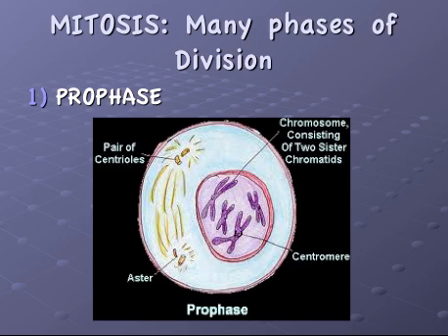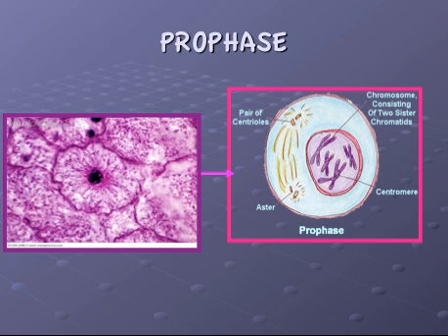Each chromosome is made of 2 identical halves. These are called sister chromatids. These halves are held together by a centromere. These are examples of prophase. On the left is under a microscope. The right is a drawing. As prophase continues, the nucleolus begins to disappear as the nuclear envelope and the nucleus disintegrate. At this time, the centrioles begin to migrate to opposite poles of the cell.